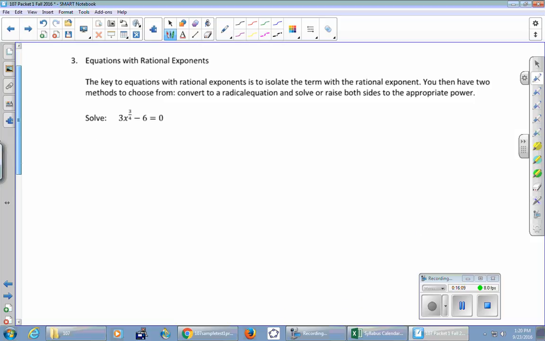Okay, let's take a look at this guy. We're not going to read the hint right here. We'll just walk through it. Solve 3x to the 3/4 minus 6 equals 0. Let's see if we can solve this thing here.